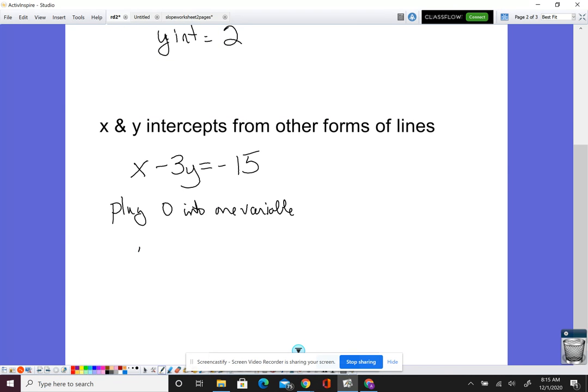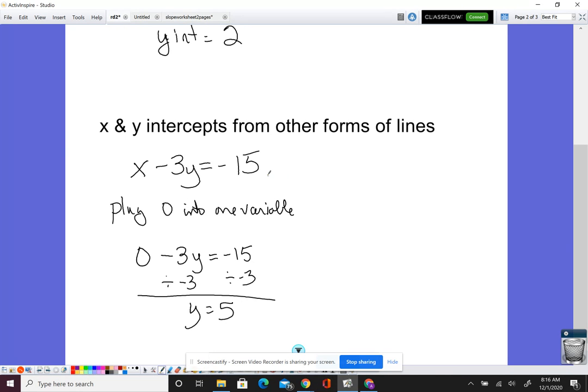So if I plug 0 in for x, and I rewrite this equation without that x in there, anything that you have 0 added onto just kind of disappears, right? So we're left with -3y equals -15. Now when we divide by -3, we get y equals a negative and a negative is a positive, 15 divided by 3 is 5. So we get our y-intercept to be 5.